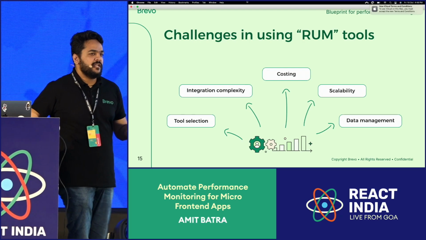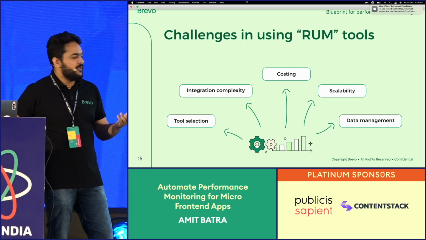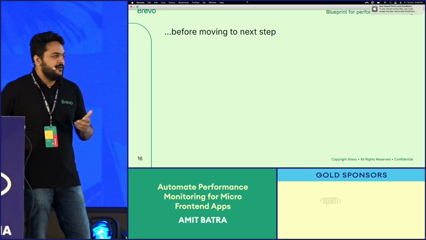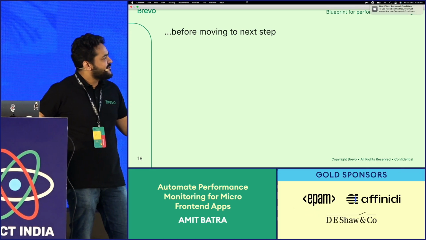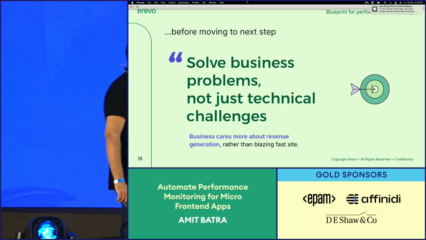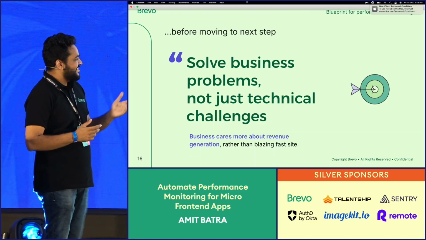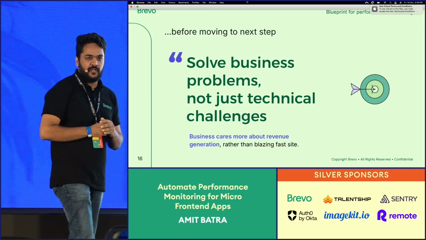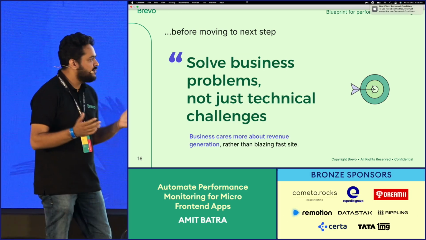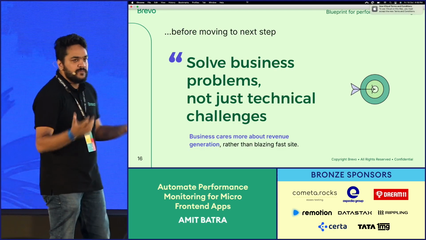Last but not least is data management, because everything is around the data, and every decision that we are going to make is on the basis of the data that we get. Before moving to the next step, I'd like to bring your attention to this phrase: we are solving a business problem here, not just a technical challenge. Every effort that we are making today to improve our application should be aligned with the broader business goals. Every solution that we are driving should be driving our business value.